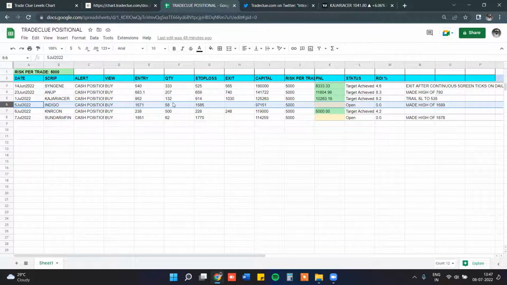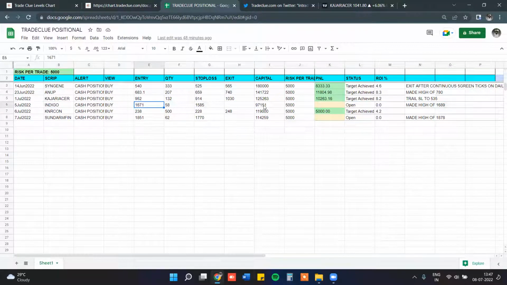Right now the two alerts which are running are Indigo. Indigo was bought around 1671, which made a high around 1700 or so, and right now it is trading, I guess, flat. Now we can trail our SL because it had already gone almost to our target, which was 1710. 1700 is obviously a round figure, so there will be some selling pressure in that range as well. Same way you can trade.